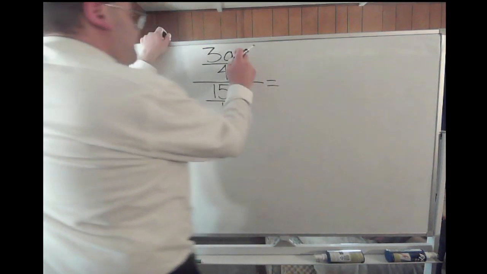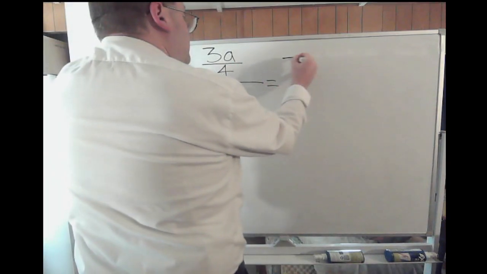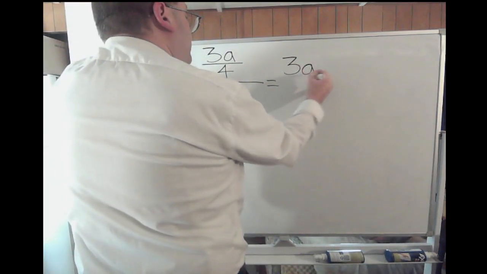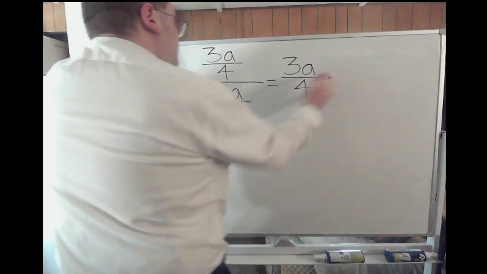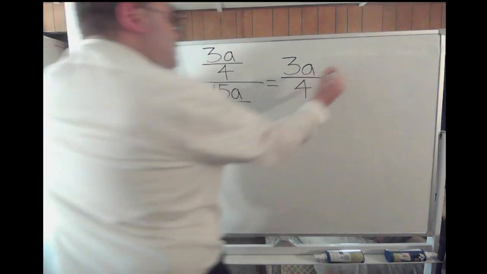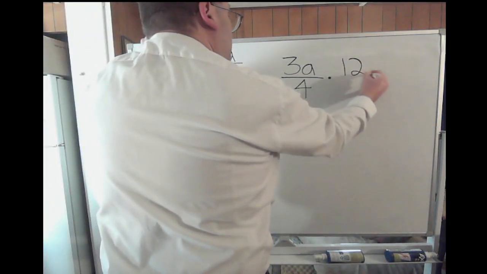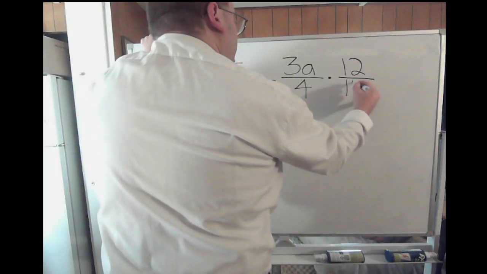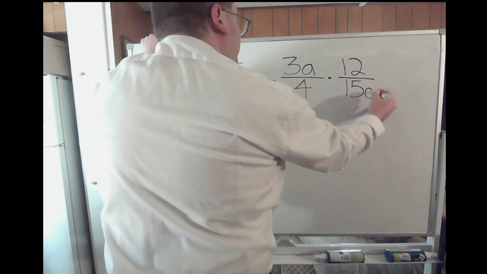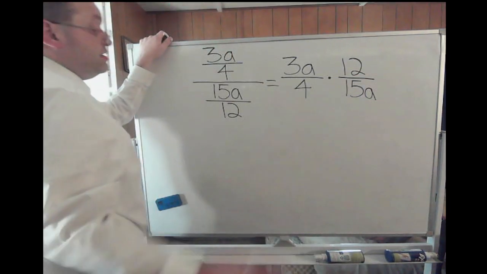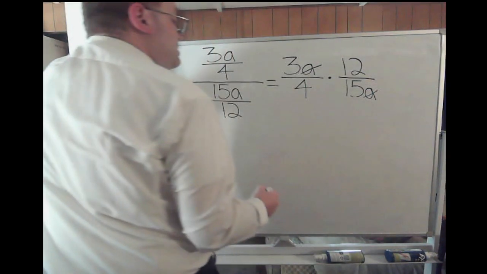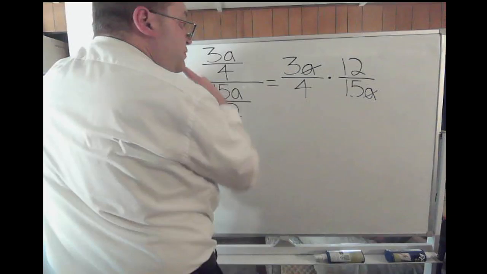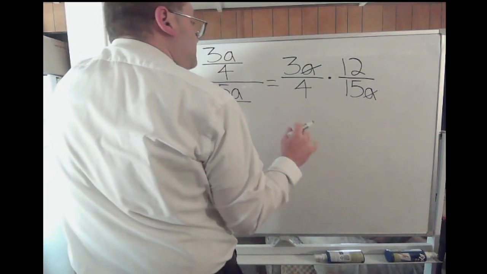Well, your first fraction in the numerator is going to stay the same. It's going to end up being 3a over 4 times the inverted fraction in the denominator, which would be 12 over 15a. Okay, to start with, I think we can see the a's are going to cancel out. 4 and 12, 4 is a common factor of 12.